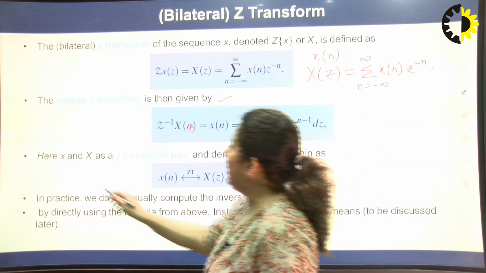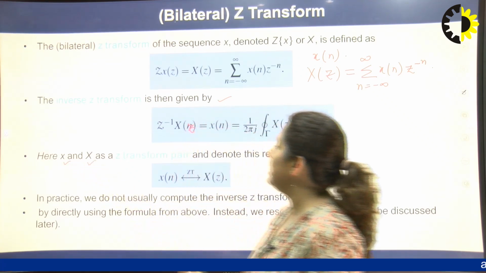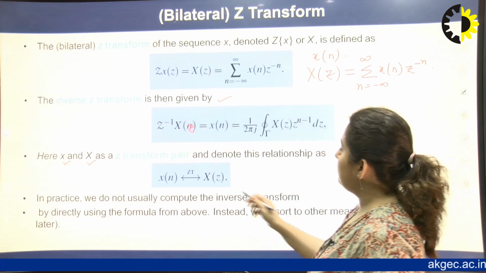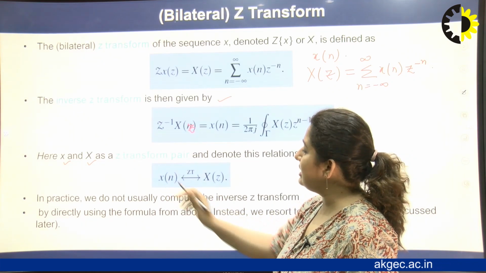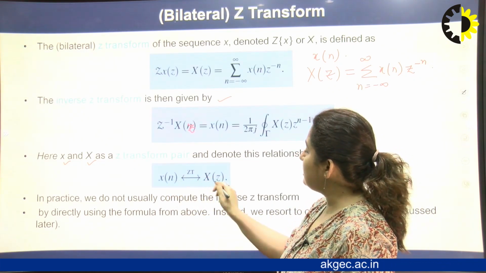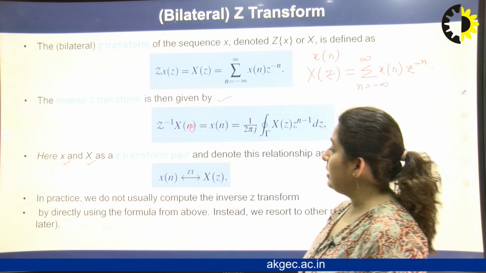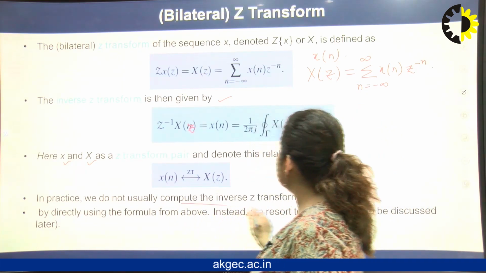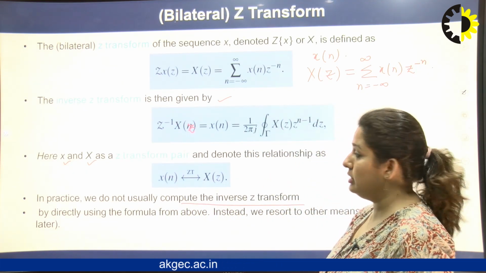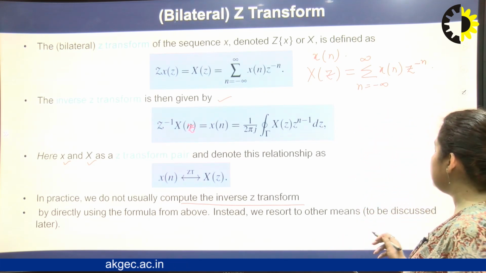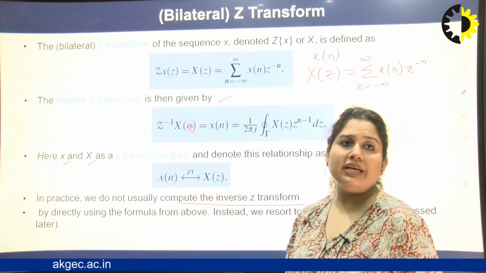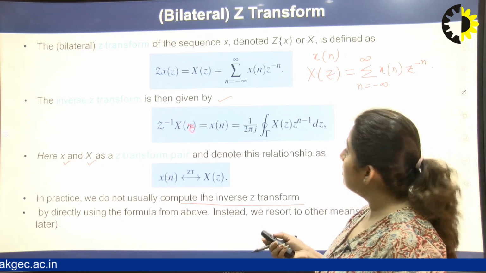Here small x and capital X form a Z transform pair. We have a discrete time sequence x[n], and its Z transform is represented as capital X of z. In practice, we do not usually compute the inverse Z transform by directly using the formula above. Instead, we resort to other means so that we can easily find the inverse Z transform.